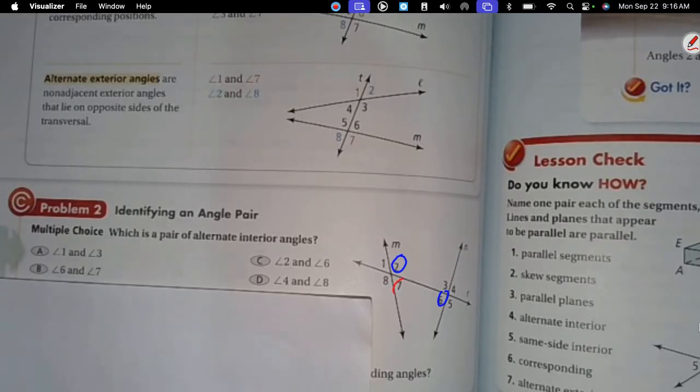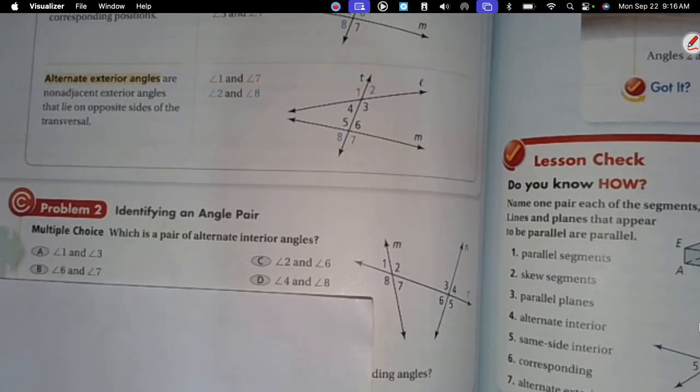7 and 3. I don't know what answer choice they have. It looks like 2 and 6, answer choice C. Do y'all understand that? You just have to know what alternate interior angles are. If you know what the words mean, alternate means they're on the other side, and interior means they're on the inside.